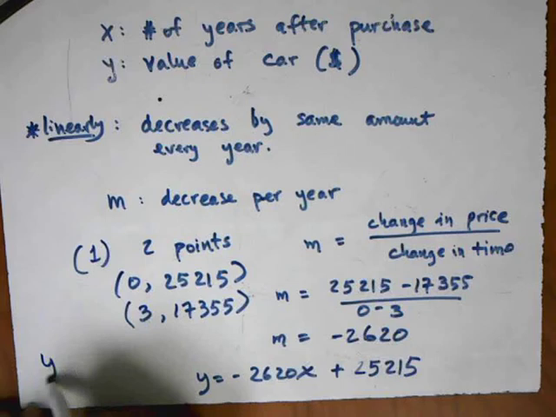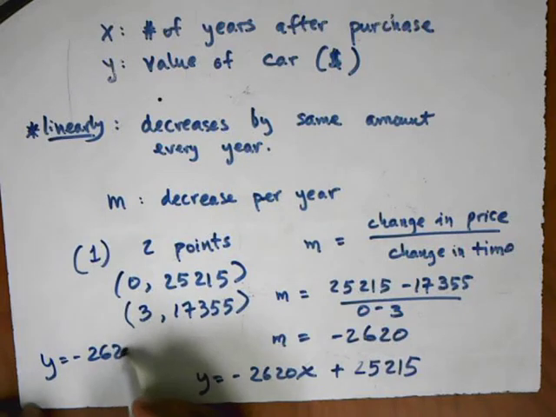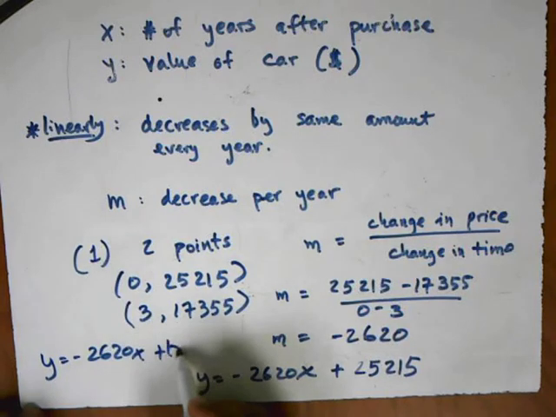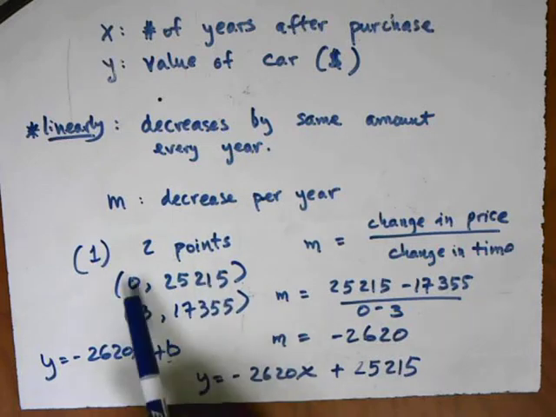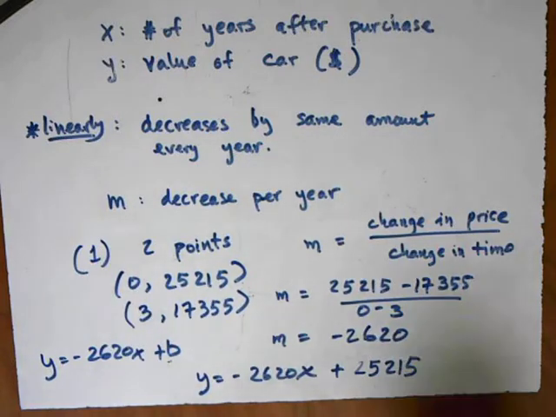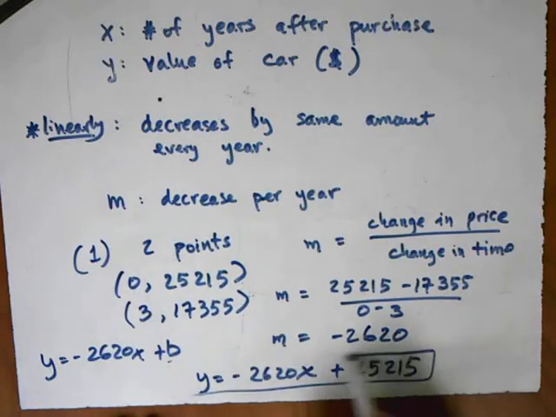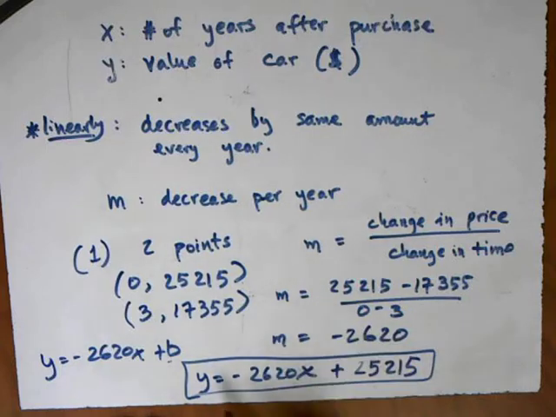Now you can also use this equation plus b and solve for b. However, when you solve for b using this point, you're going to get 25,215. So this is the y-intercept here, because x is equal to 0. So this is the equation right here, and it's okay for us to write this as y and x as long as we define what the variables mean. So that answers the first question.